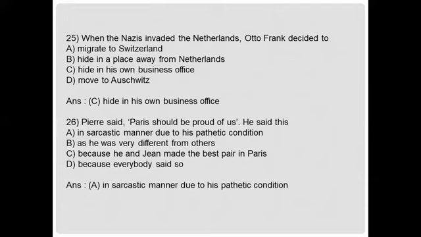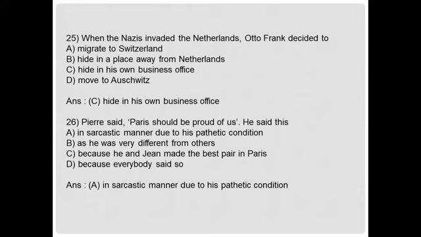Next, when the Nazis invaded the Netherlands, Otto Frank decided to A. Migrate to Switzerland, B. Hide in a place away from Netherlands, C. Hide in his own business office, or D. Move to Auschwitz. And the answer is option C. Hide in his own business office.